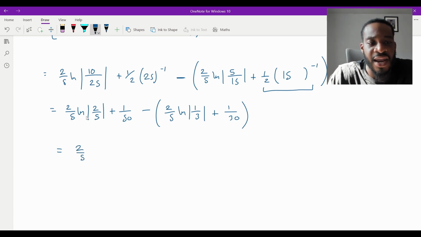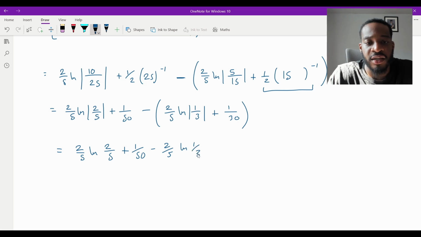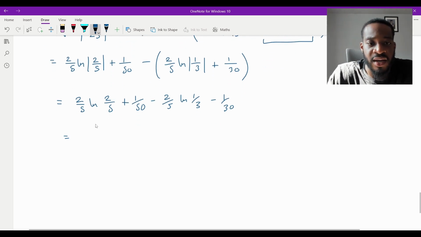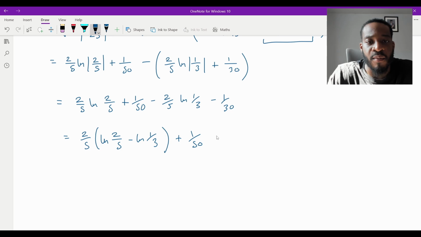So we're going to have 2/5. And now, to be honest, because these arguments are positive, I can get rid of the modulus signs now. So it's going to be ln 2 over 5 plus 1 over 50 minus 2/5. And then ln of a third. And then minus 1 over 30. Now, they wanted it in the form P ln Q plus R, isn't it? So let's combine the ln's together. So if I combine the ln's together, I could take out a 2/5. And it will be ln 2/5 minus ln a third, like that. And then it will be plus 1 over 50 minus 1 over 30.